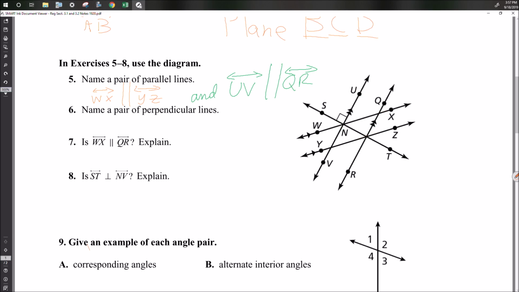Erase that picture. The next thing we need to do is name a pair of perpendicular lines. Now the only right angle symbol I see is right here. And the lines that are connected to that are UV again. And then this line, now we call that ST, SN, or NT. All 3 of those would be fine. So I'm going to say line UV is perpendicular, so that upside down T symbol, to line ST.